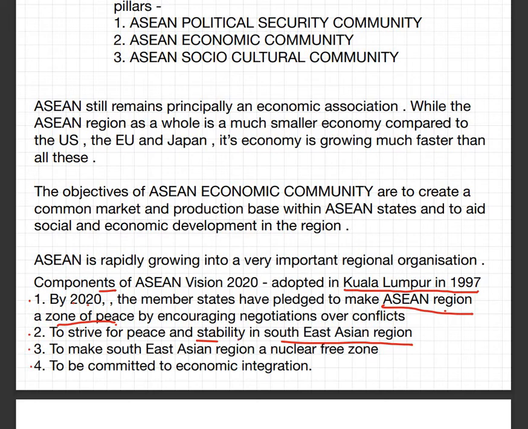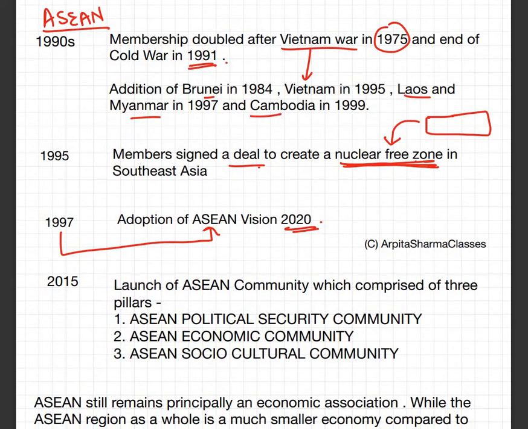Second vision was to strive for peace and stability in Southeast Asian region. Again, we have to make sure that no matter how much conflicts are there, we need to strive and fight for the peace. हमें peace के लिए ही लड़ना है. We are not believing in the force of violence or dominance. We are here to work together, grow together and stabilize the entire region.